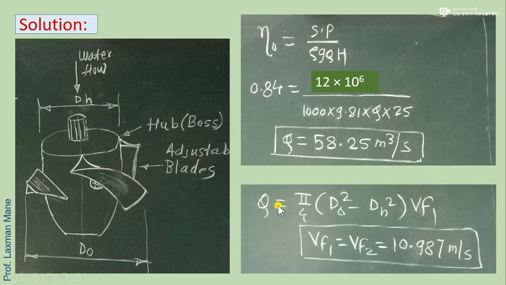Then we can use discharge formula for the Kaplan turbine. In this we know runner diameter and hub diameter, and we have calculated already discharge. So by putting values in this expression we get flow velocity. In case of Kaplan turbine, flow velocity is constant at inlet and outlet.